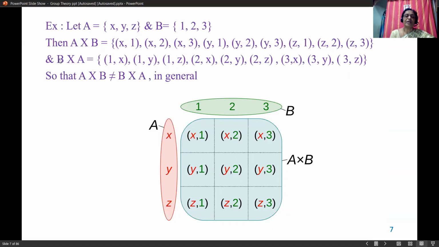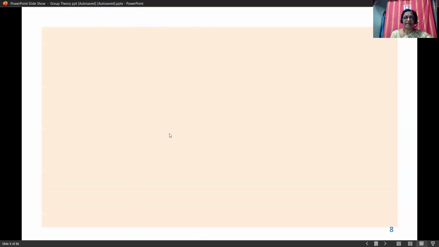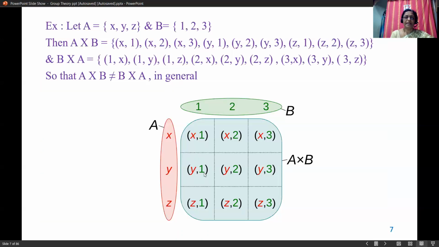Similarly, if you want to find B cross A, means the set of all those ordered pairs where the first coordinate is from the first set and the second coordinate is from the second set, then you have to take the extreme left column as set B, that is 1, 2, 3, and the upper top row as A, that is x, y, z, set A. Then B cross A means you are getting (1, x), (1, y), (1, z), (2, x), (2, y), (2, z), and (3, x), (3, y), (3, z).